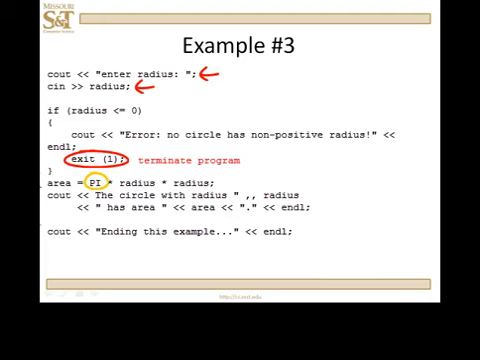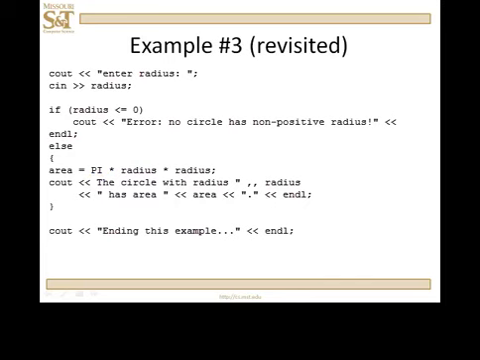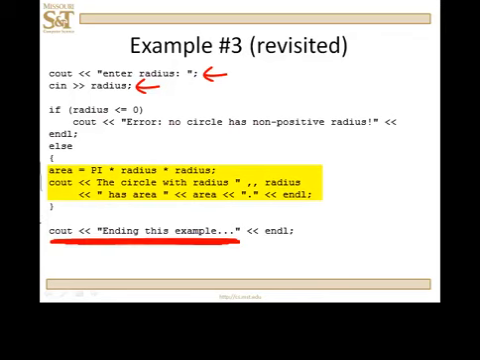So let's revisit this. Let's look at a different version of this piece of code. Again, we're going to prompt for and read in the radius. Okay, but now our conditions are going to be a little bit different. If the radius is less than or equal to 0, I'm simply going to output an error message, and then I skip the else. So all of this code here is skipped, and I come down to the output statement ending this example, and I can gracefully end the program with the return 0.